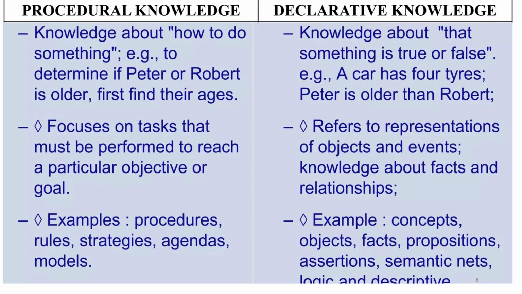Procedural knowledge focuses on the tasks that must be performed to reach a particular objective or goal. Declarative knowledge refers to the representation of objects and events, knowledge about facts and relationships. A few examples of procedural knowledge are procedures, rules, strategies, agendas and models. Concepts, objects, facts, propositions, assertions, semantic nets and logic are examples of descriptive or declarative knowledge.